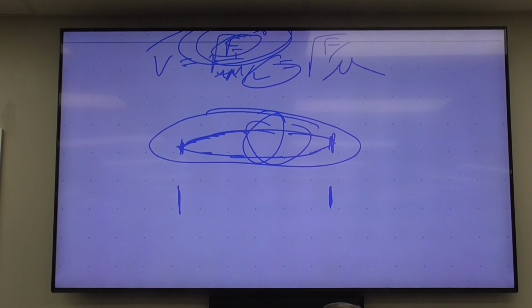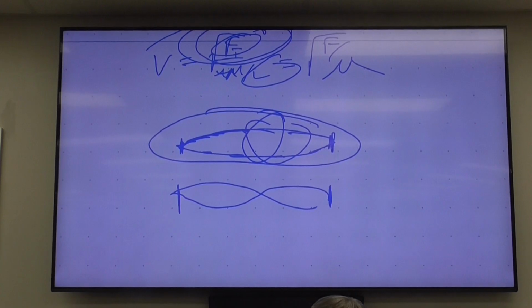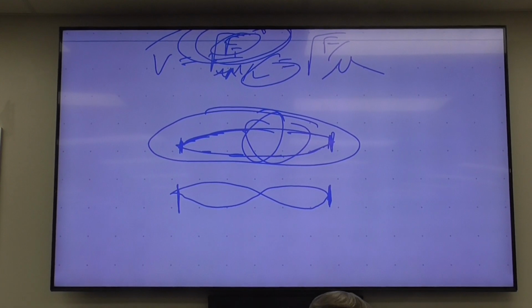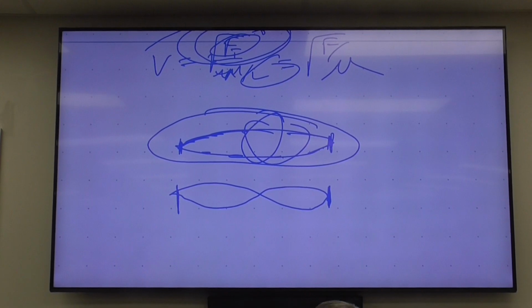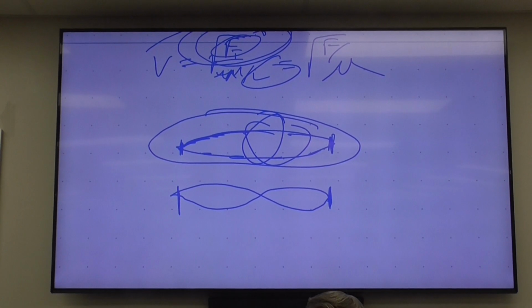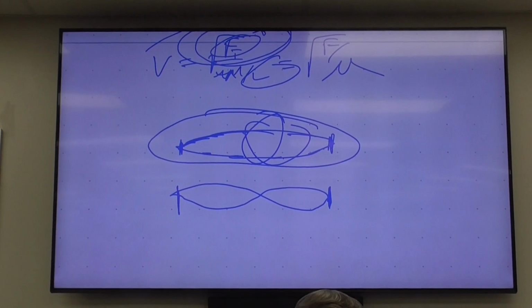So if it's the second fundamental, this is going to look like this. Now, how many antinodes do you have? 2. How many nodes do you have? 3. So notice that you always have 1 more node than antinode.